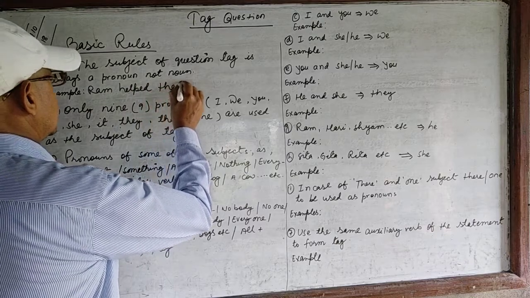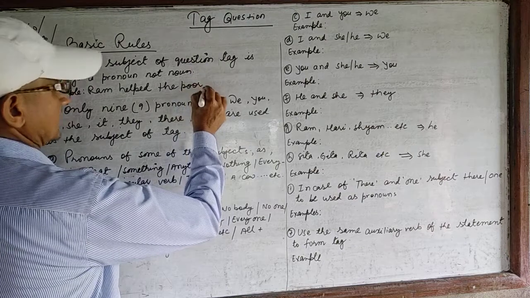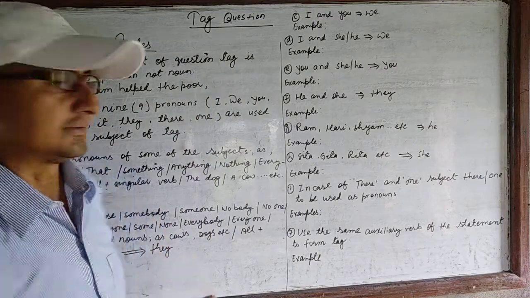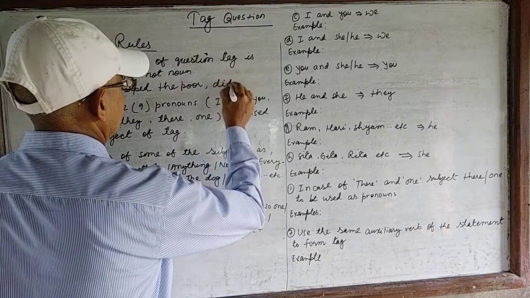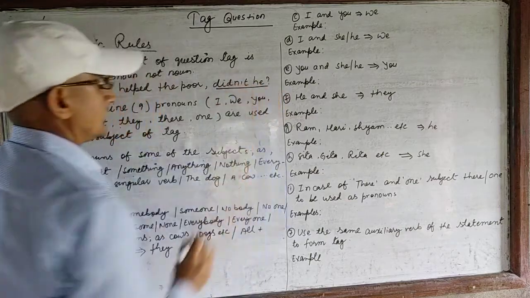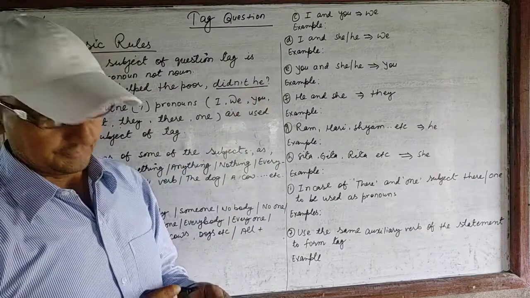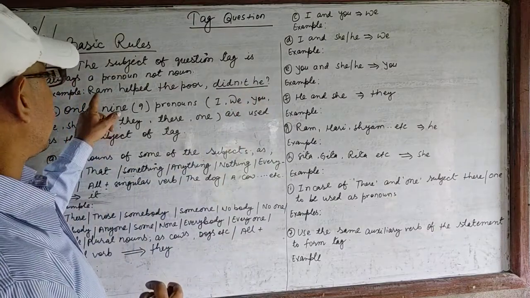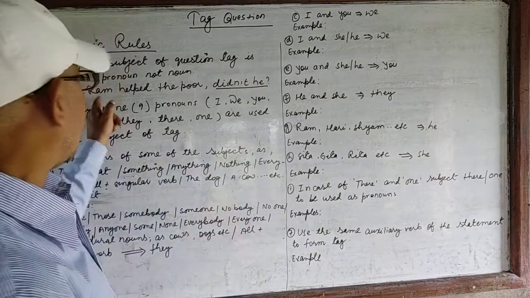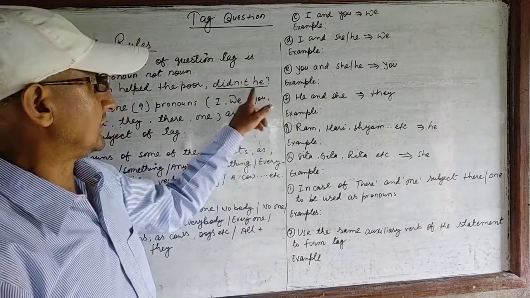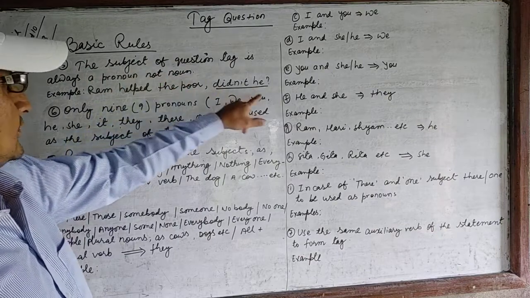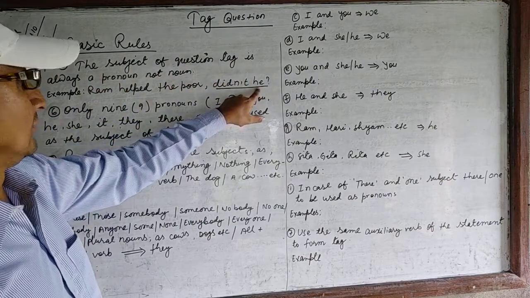Ram helped the poor. After the statement, we write a comma, and then we write the tag: didn't he? In this tag, he is the subject, and in place of Ram, we have used he as a subject. He is a pronoun, and Ram is a noun. We don't use a noun here, we use a pronoun. The rule says the subject of the question tag is always a pronoun, not a noun.